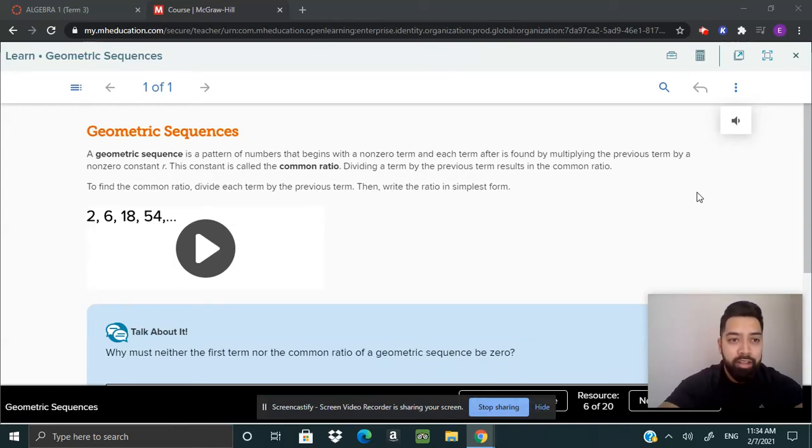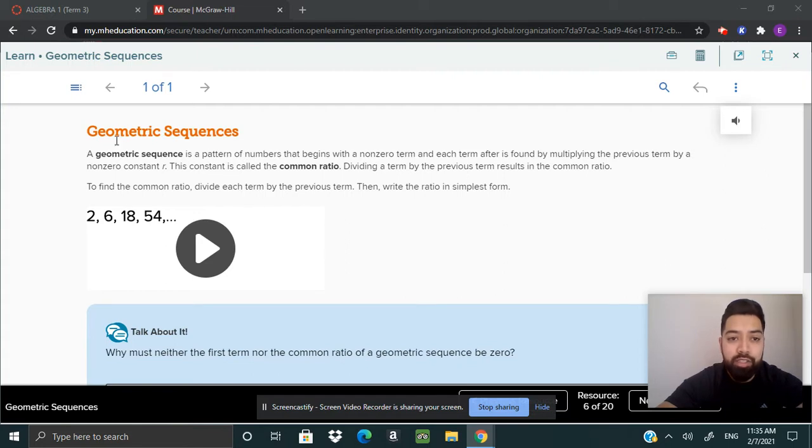Hey guys, welcome back. In this lesson, we're going to be talking about geometric sequences. In the previous video and the previous lesson, you learned about arithmetic sequences. And remember, for those, you were either adding or subtracting a common number, a common difference. And for these ones, you're going to be multiplying or dividing by a common ratio.